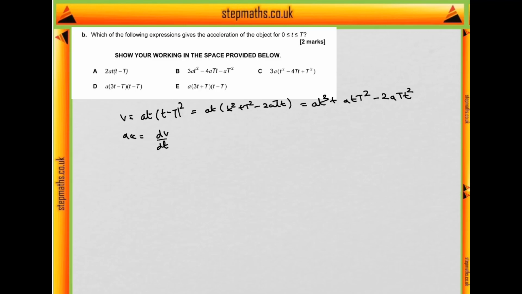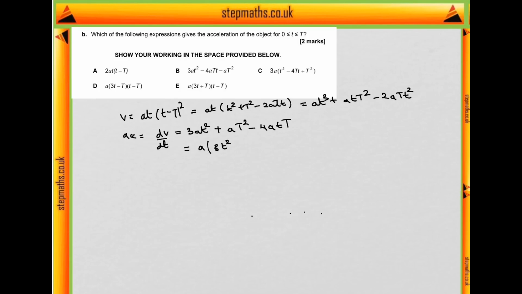Okay, so now let's differentiate this expression. So we get 3at squared plus aT squared minus 4aTt. So this is the acceleration. Let's see if we can factor this out now. Okay, so I'm going to remove a first. So it's going to give 3t squared minus 4Tt plus T squared. Well, this can be factored. This is just equal to 3t minus T times t minus T. So therefore, our answer is D. So let's move on to the next part.